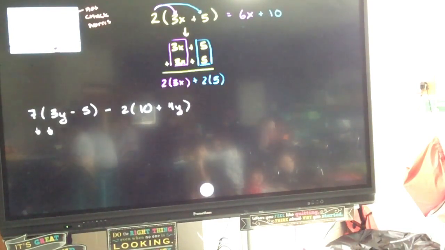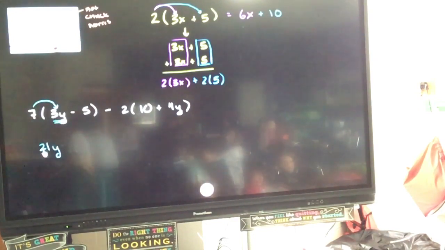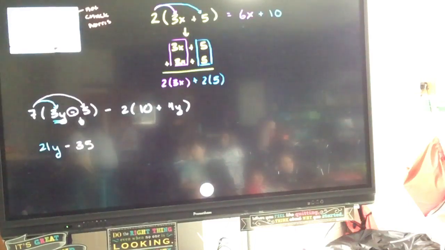Well, let's work on the left-hand side of the expression, the 7 times 3y minus 5. We just have to distribute the 7. So this is going to be 7 times 3y, which is going to give us 21y. If I add 3 y's 7 times, it's going to be 21 y's, either way you want to think about it. And then I have 7 times, we're going to be careful with the sign, this is 7 times negative 5. 7 times negative 5 is negative 35. So we've simplified this part of it. Let's simplify the right-hand side.